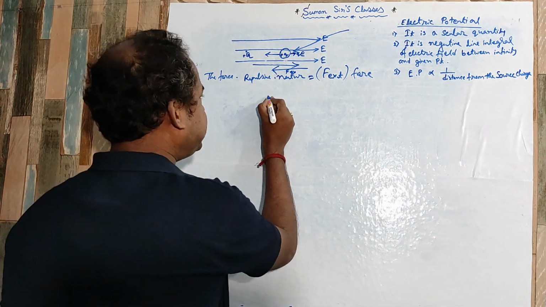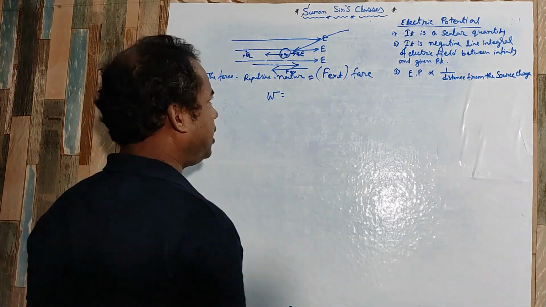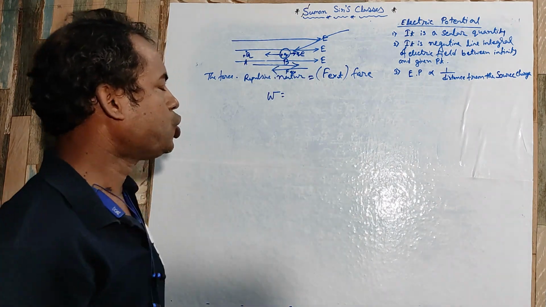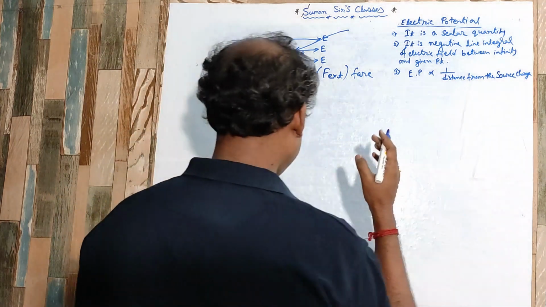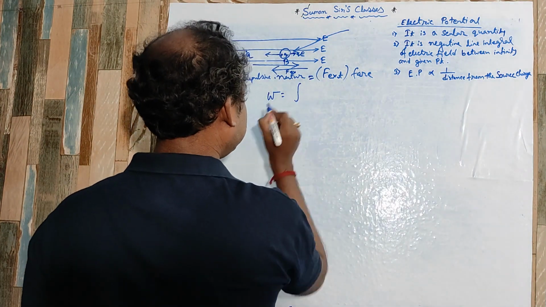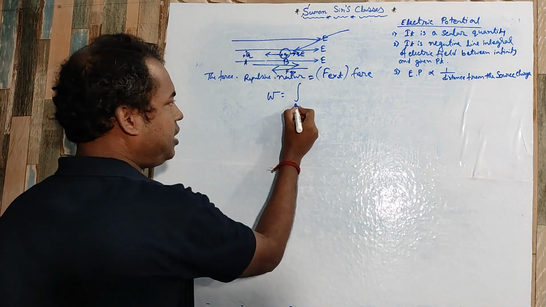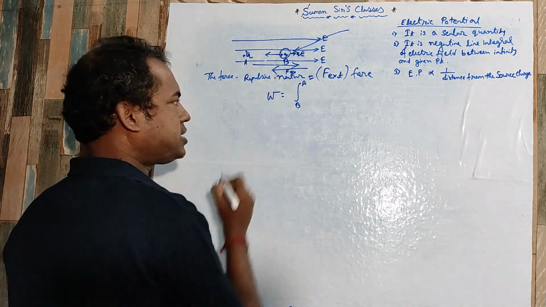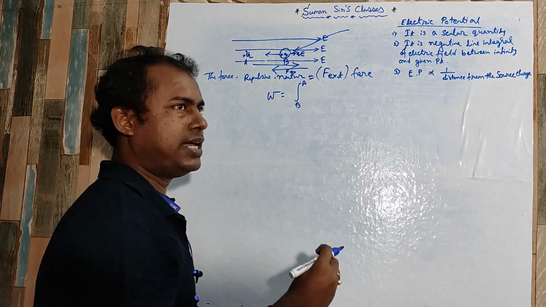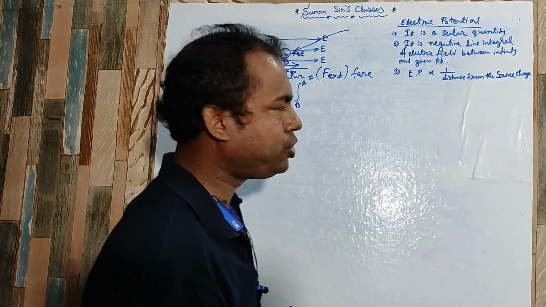So if I write W, that is the total work done, consider this point is A and this point is B. So when the charge is moving from position B to position A, that means the body is initially at position B and it is moving to position A. So what is the work done? That equals force into displacement, that we know.